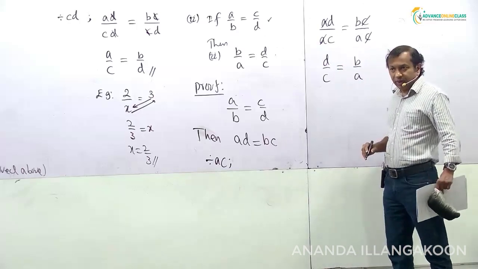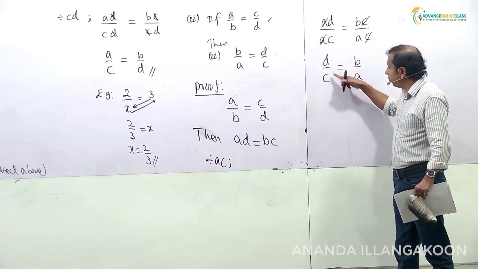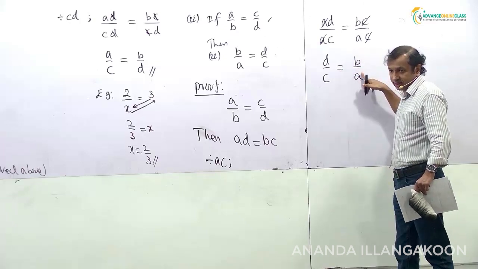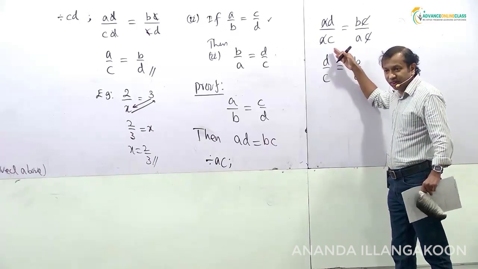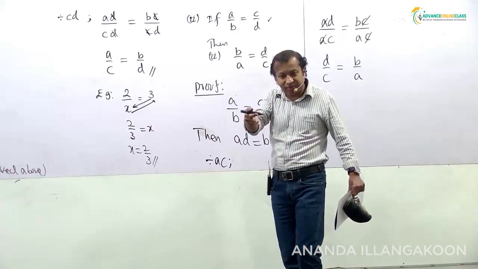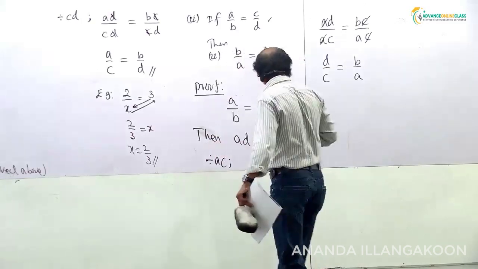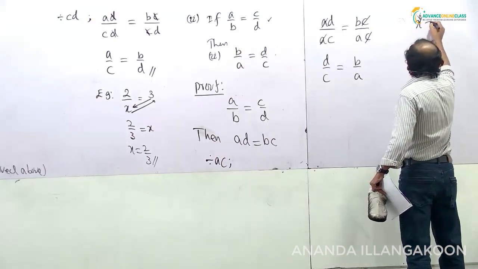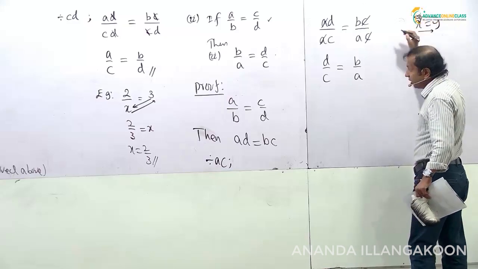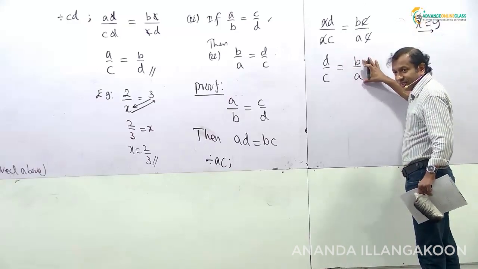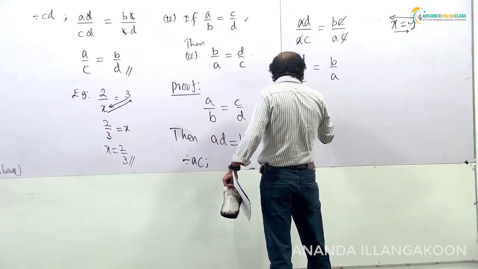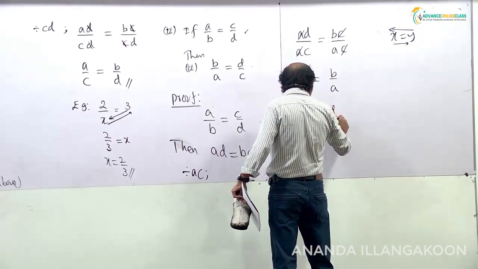Now see here, D over C is equal to B over A means the same thing as B over A is equal to D over C. X equals Y means Y equals X, right? So therefore this equals this means I can write this equals this. This gives us B upon A is equal to D upon C.